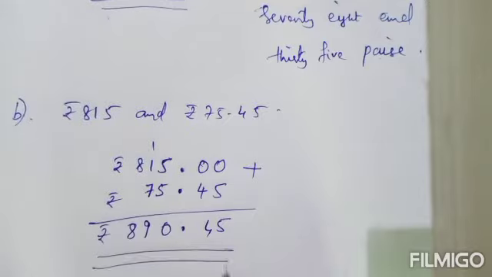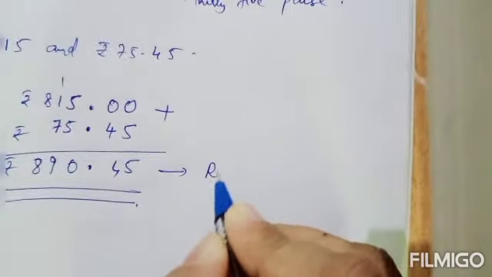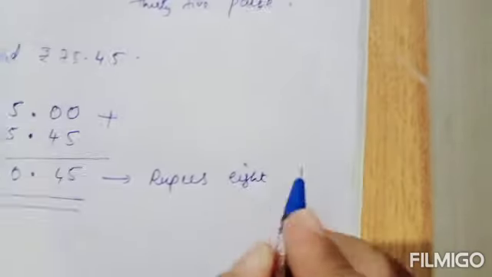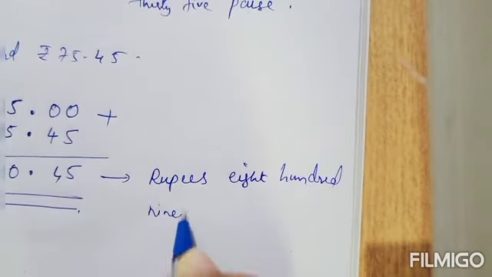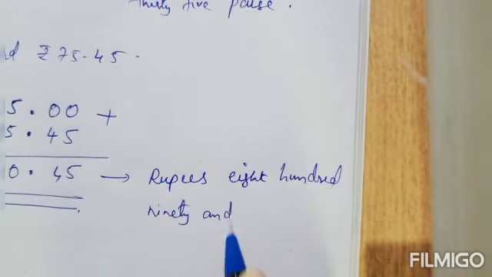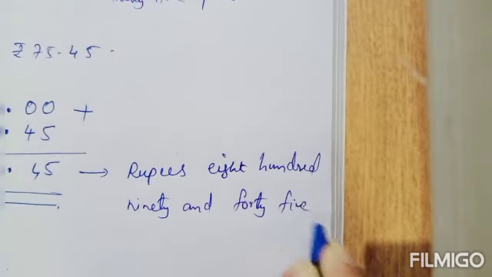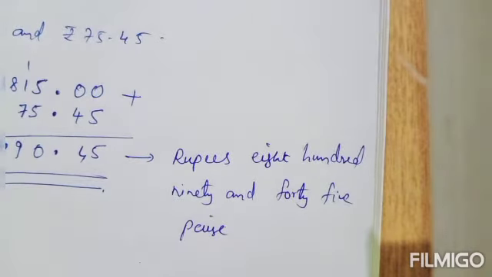890 rupees 45 paise. Now you can write this in figures. So this is rupees 890 and 45 paise. Okay, so this is the answer.